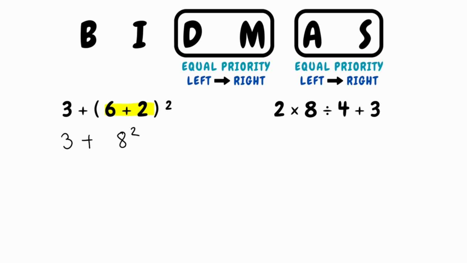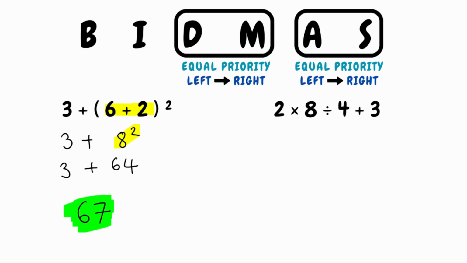So now moving through BIDMAS, we look at our I for indices. Do we have any powers or roots in this calculation? Well, we do. We've got a power of 2 here. We've got 8 squared. So if we do 8 squared, that's going to give us 64. So we can rewrite this calculation now as 3 plus 64. Now we've only got one operation left, which is our addition. So we're going to do 3 plus 64, which gives us 67. And that would be our answer to this first question.